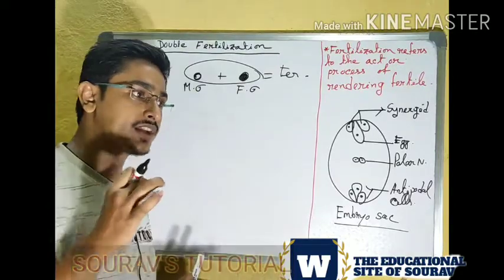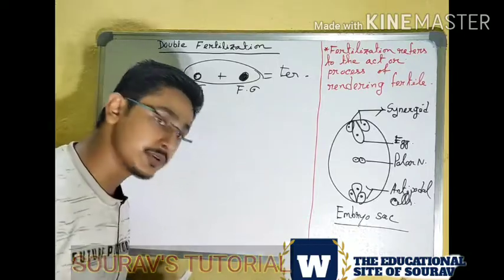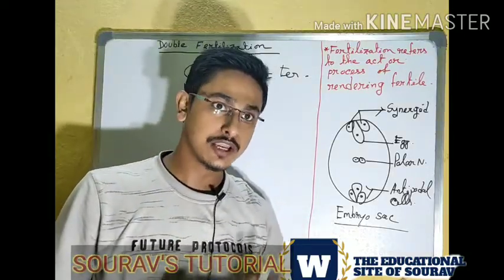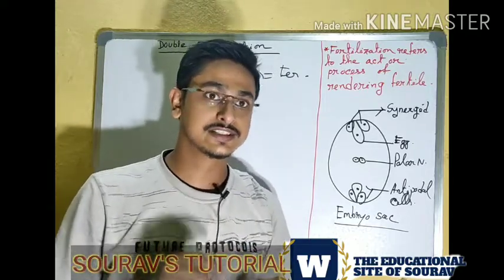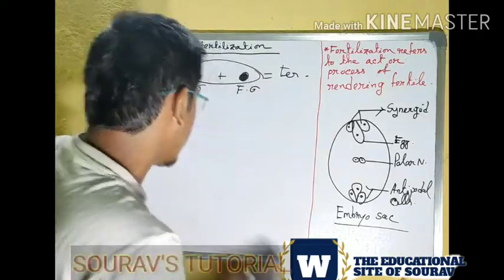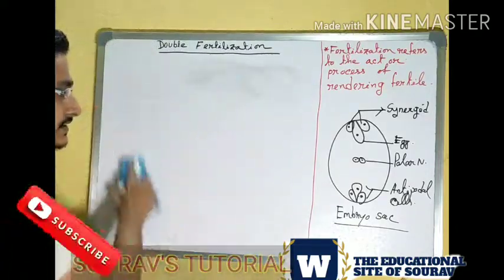But this concept has some problems. These are common mistakes made by each and every student, so I will discuss them one by one. So don't skip the video, just continue and watch. Look at the steps. What are the steps of this fertilization?